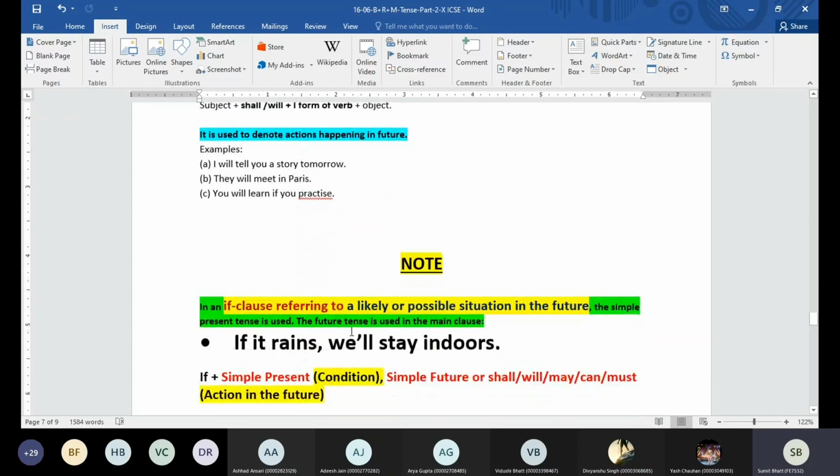Now conditional. Let me ask, if it rains, we will stay indoors. Which conditional are we talking about here? Which conditionals do we have?